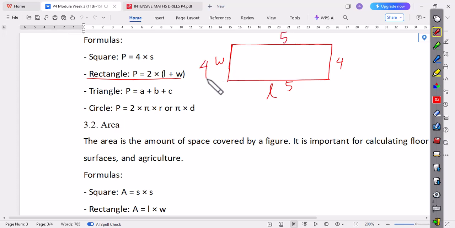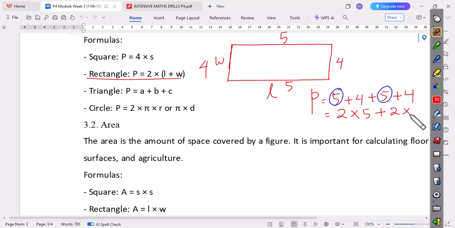The perimeter must be 5 plus 4 plus 5 plus 4. Or we can group this: 2 times 5 plus 2 times 4. And by using the distributive law, we can make it simpler by writing it this way: 2 times (5 plus 4). Okay, this is with the numbers.